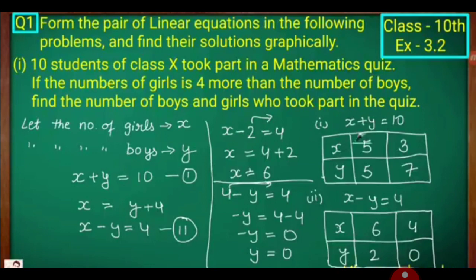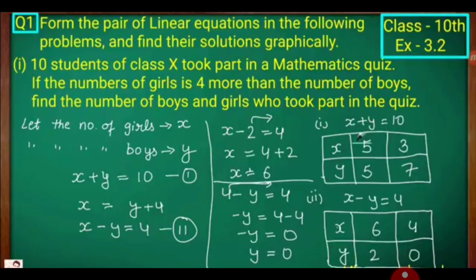By the second situation, if the number of girls is 4 more than the number of boys, it means x is equal to y plus 4. It would be expressed as x minus y is equal to 4. It is equation number 2.